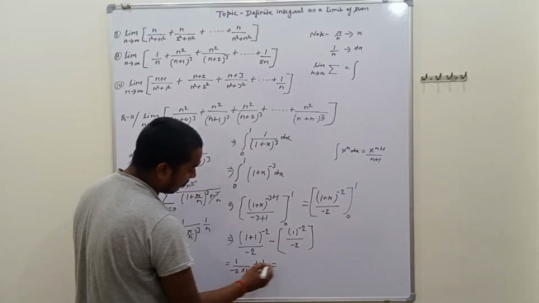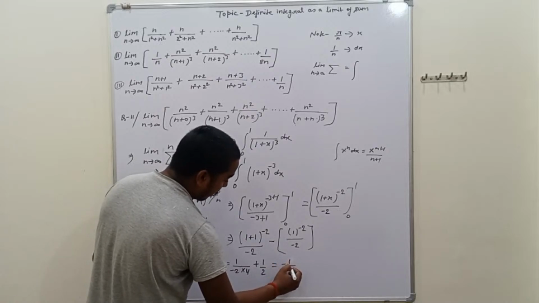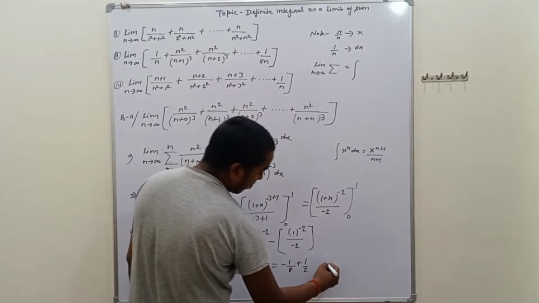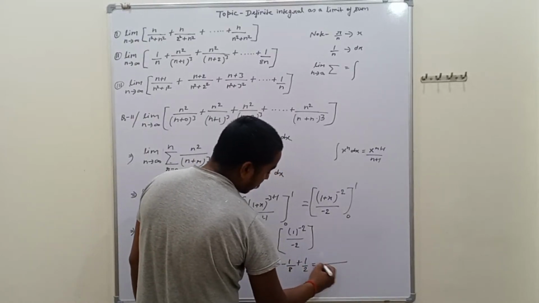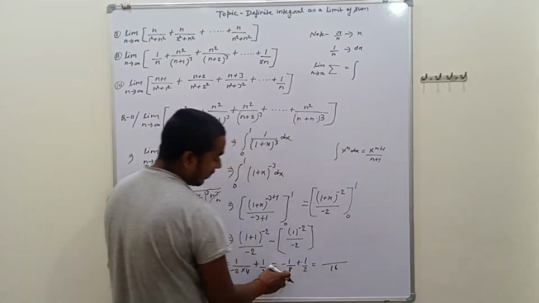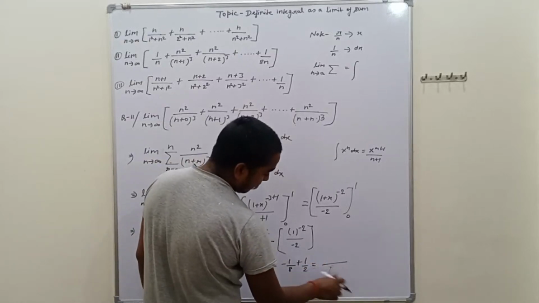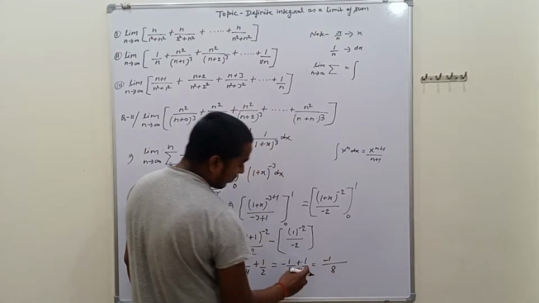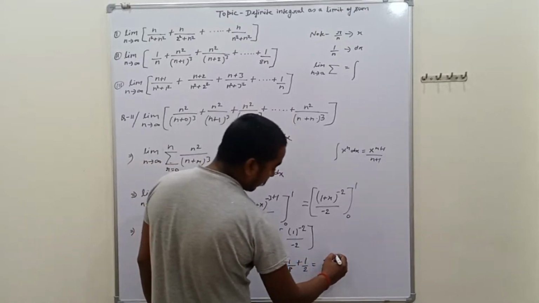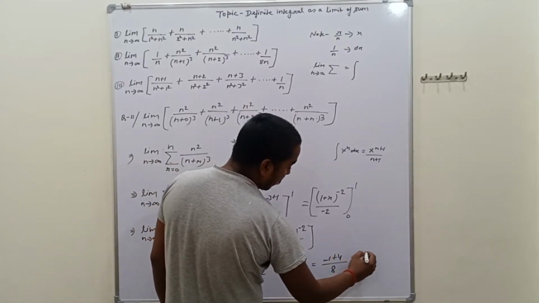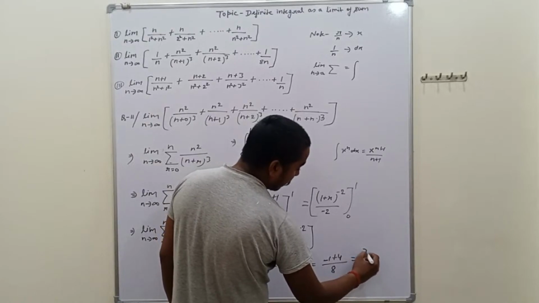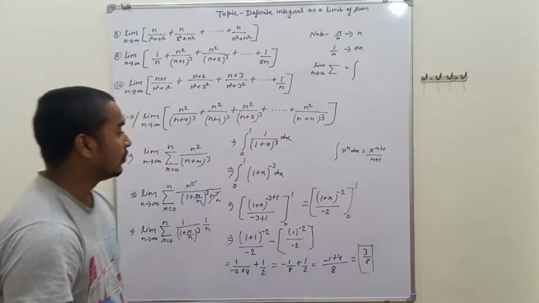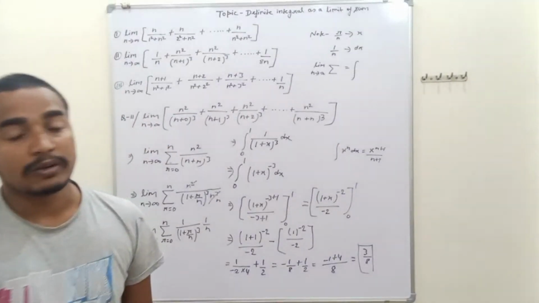Further we have to solve, that is minus 1 by 8 plus 1 by 2, taking LCM, that is 8 is the LCM, that is minus 1, and 2 fours are 8, that is plus 4, we get 3 by 8. This is the answer of equation 2. Note down.